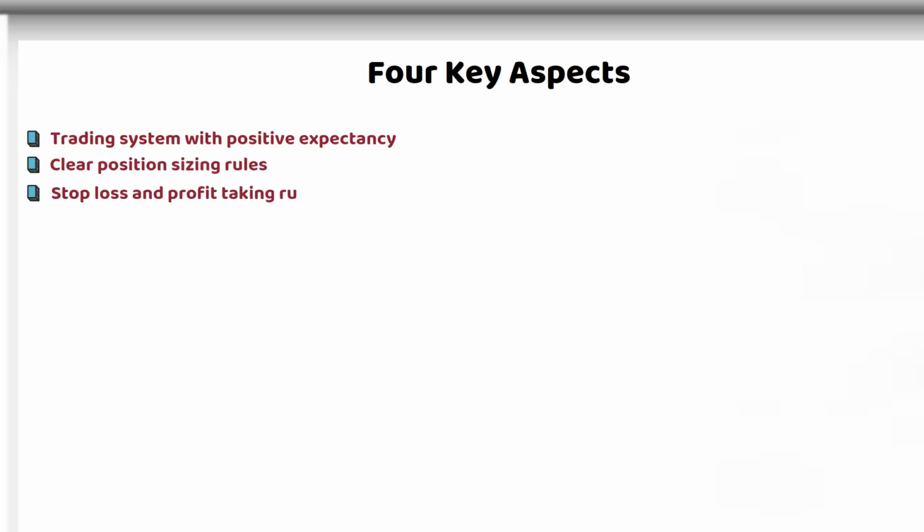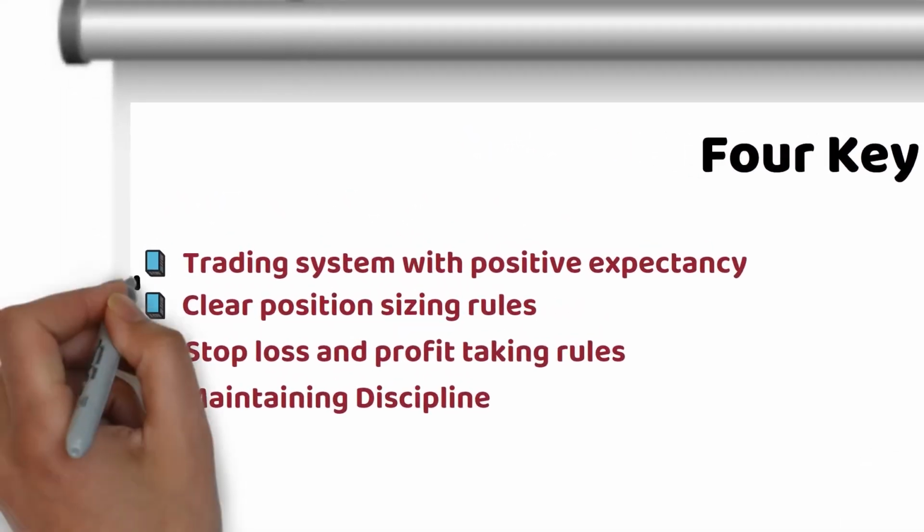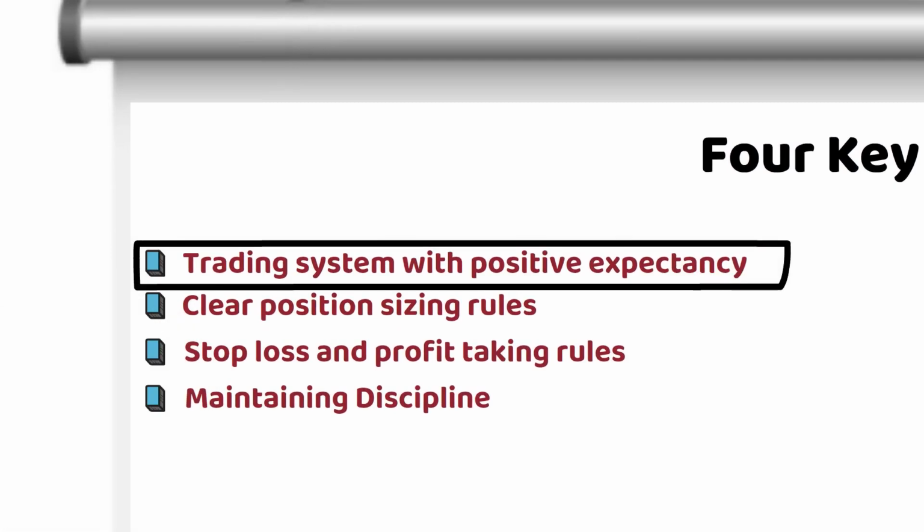There are four main aspects that must be considered when compounding your capital through swing trading. The trading system must have positive expectancy. You should have clear position sizing rules, stop-loss and profit-taking rules. And equally as important, you must maintain discipline. Let's elaborate on these aspects, starting with a trading system with positive expectancy.